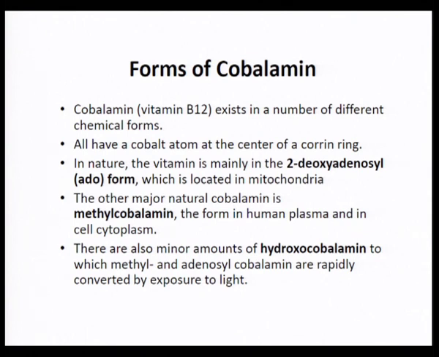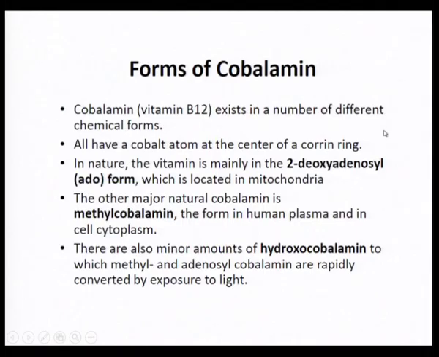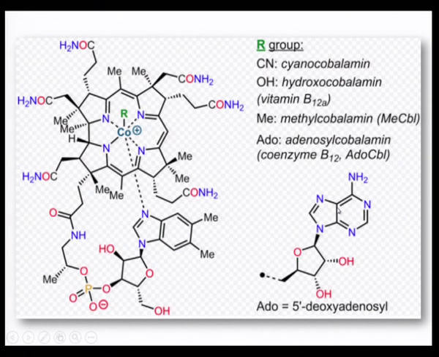There is also one more form, what we call the hydroxycobalamin form, which can result when methyl and adenosyl cobalamin are exposed to sunlight or to light; they get converted to hydroxycobalamin. In fact, hydroxycobalamin is supposed to be very active, but these two compounds are more predominant, the ADO form, the deoxyadenosyl form, and the methylcobalamin form, being very common in nature. Now, if you look at the structure, you find the R group. It could be cyano, hydroxy, methyl, or adenosyl cobalamin. This is how this vitamin can exist and perform its metabolic role.